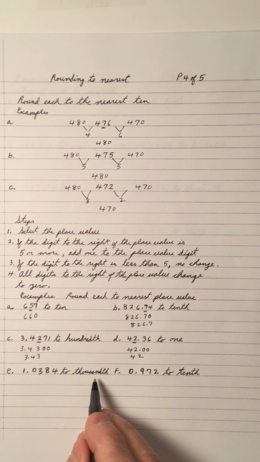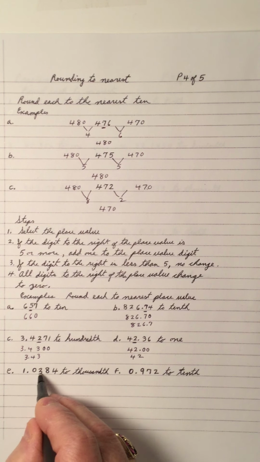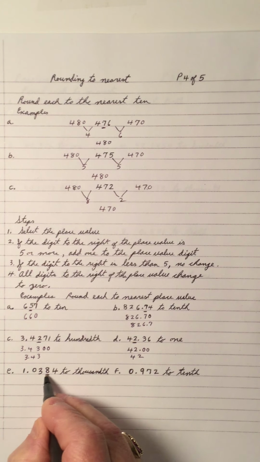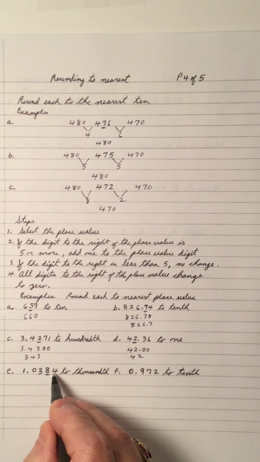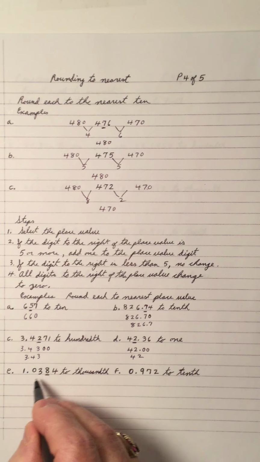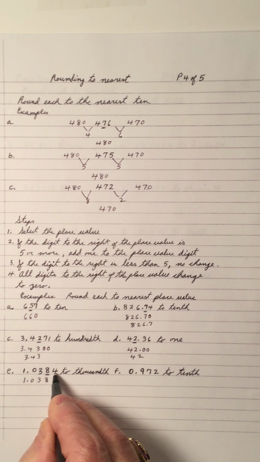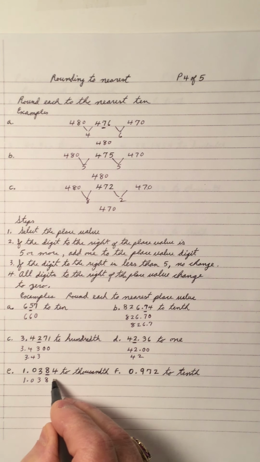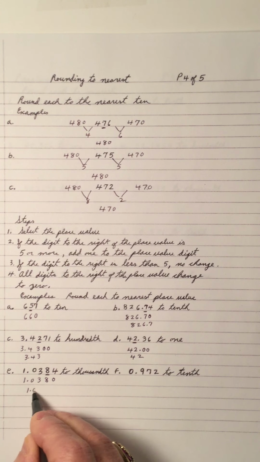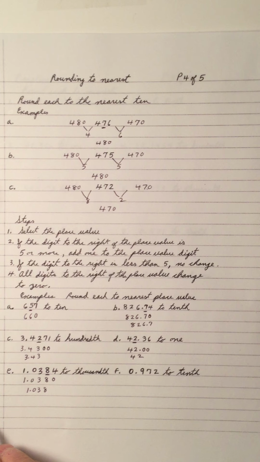E, thousandths place. Ones, tenths, hundredths. So this 8 is in the thousandths place. The digit to the right is a 4. 4 is less than 5, so we do not add 1. So 1.038. The 8 doesn't change because the digit to its right is less than 5. All the digits to the right become 0. And we know that the 0 is not necessary.